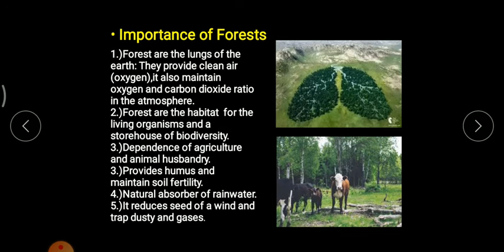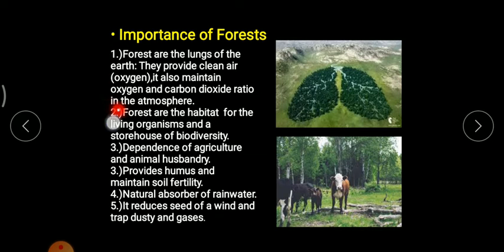Now, importance of forest. Forests are also known as the lungs of the earth. Why is it so? Because they provide clean air, that is nothing but oxygen. It even maintains the oxygen and carbon dioxide ratio in the atmosphere.